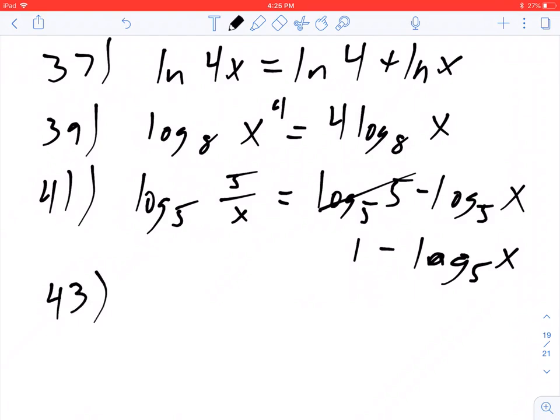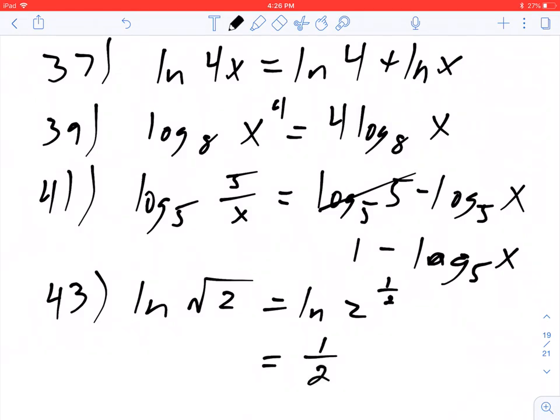43 is natural log of the square root of z. We have a square root, so we need to rewrite that as a power, as a 1/2 power. And then the power property allows us to bring that down and write 1/2 natural log of z.